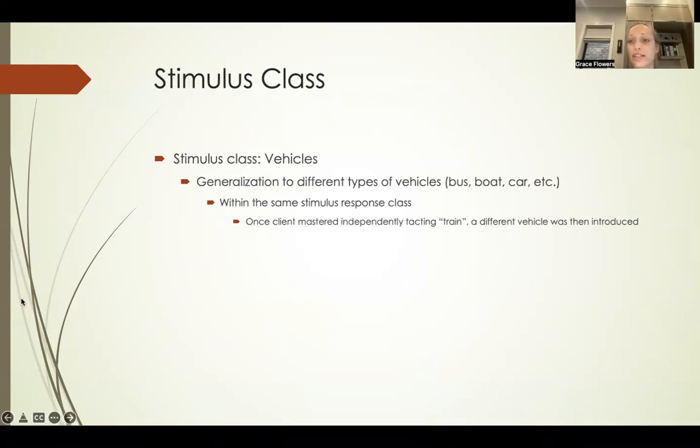So the stimulus class that we focus on is vehicles. We then could generalize to different types of vehicles. So once he kind of mastered the tacting of trains, we could then move on to a bus, a boat, a car, things like that, making sure that it's really within the same stimulus response class. And like I said, once the client mastered tacting train, a different vehicle was then introduced.